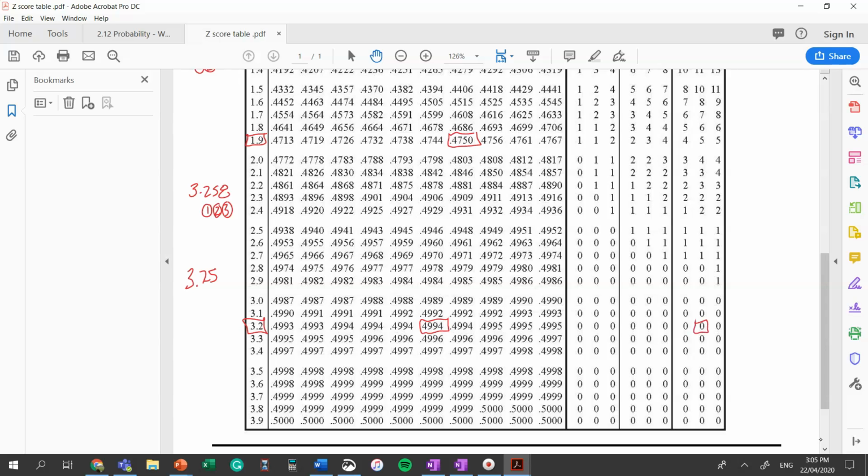Which is here. And normally if it was one of these other numbers, we would have to add it on. But because it's 0, it's exactly the same. In real terms, 3.25 is the same as 3.258. So then we can put that answer there, which is 0.4994.